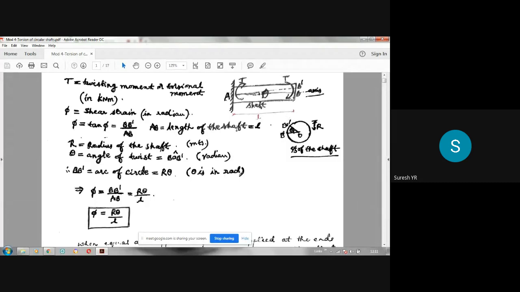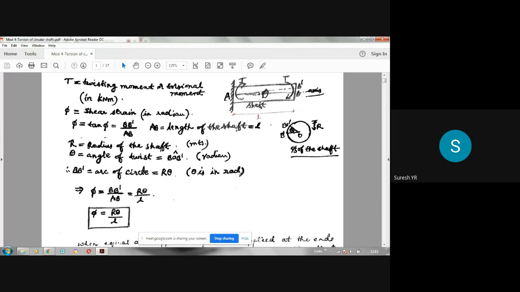Whereas in torsional moment, you will have torsion at both the ends. At one end it will be in one direction, at the other end in another direction. That is known as torsion. Actually, there is a mistake here. Please make that correction. Here it is clockwise. Here it should be anti-clockwise, like this.